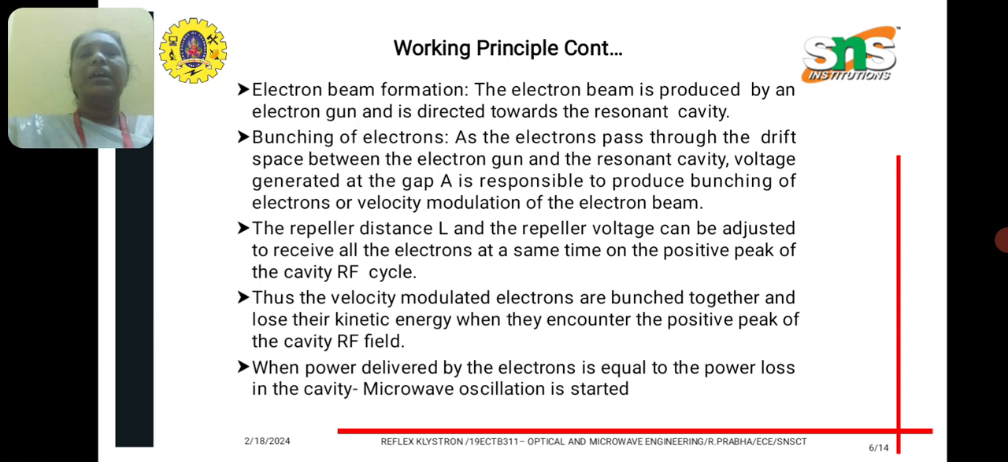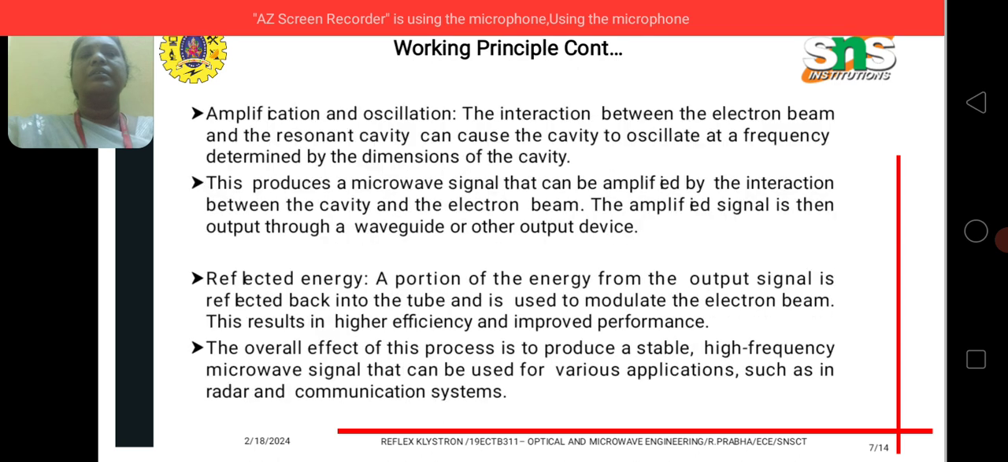Thus, the velocity modulated electrons are bunched together and lose their kinetic energy when they encounter the positive peak of the cavity field. When power delivered by the electrons is equal to the power loss in the cavity, microwave oscillation is started.